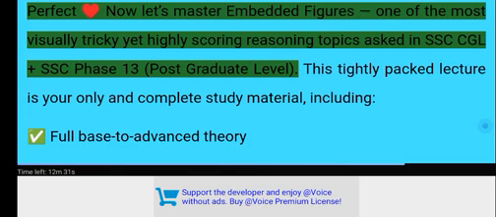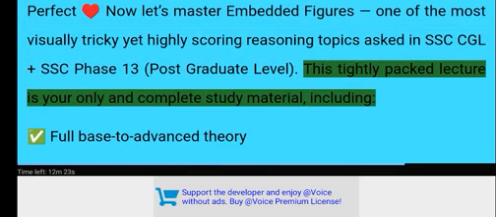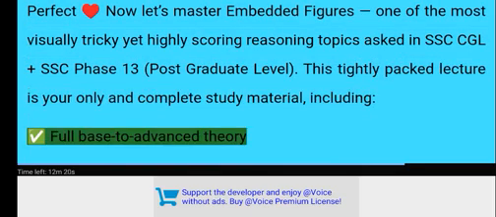You said, embedded figures. Perfect. Now let's master embedded figures, one of the most visually tricky yet highly scoring reasoning topics asked in SSC plus SSC phase 13 postgraduate level. This tightly packed lecture is your only complete study material, including full base to advanced theory.